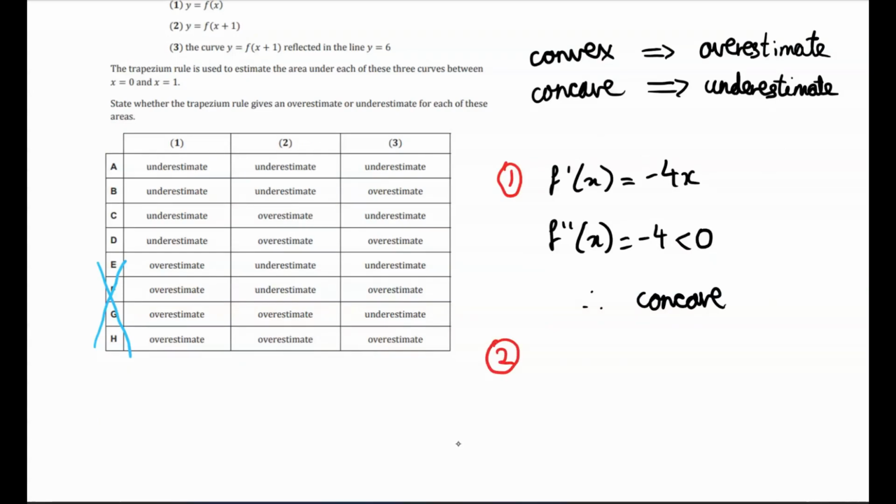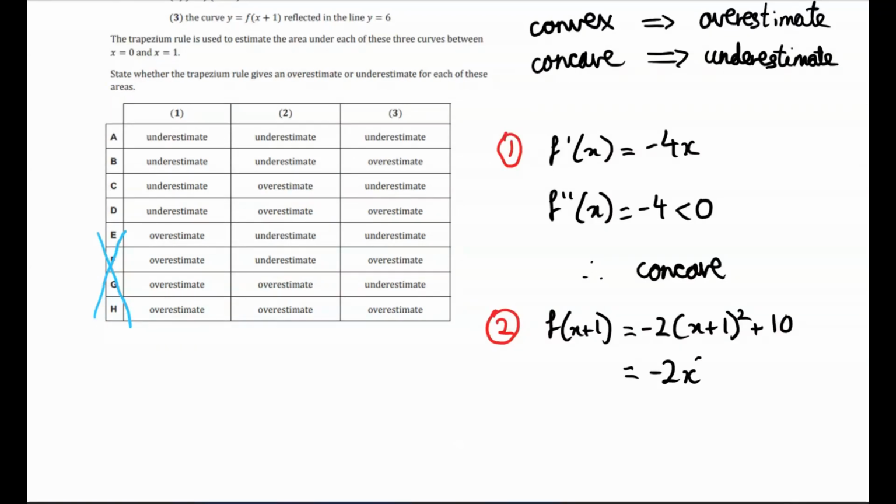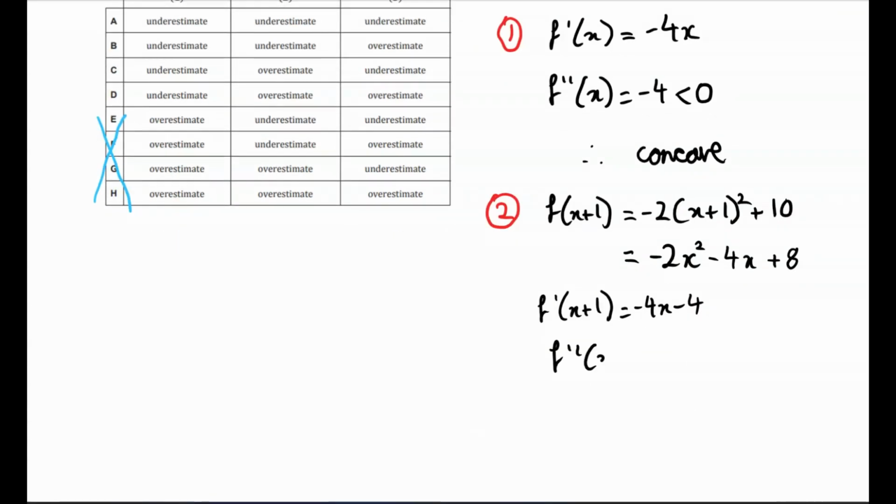Considering curve 2, this has equation minus 2 times (x plus 1) squared plus 10, or expanding we get minus 2x squared minus 4x plus 8. Again we consider the first derivative, which is going to give us minus 4x minus 4, and the double derivative is going to give us minus 4, which again is less than 0, so therefore this curve is concave. So this means that for curve 2, we also get an underestimate, so we can remove these options.